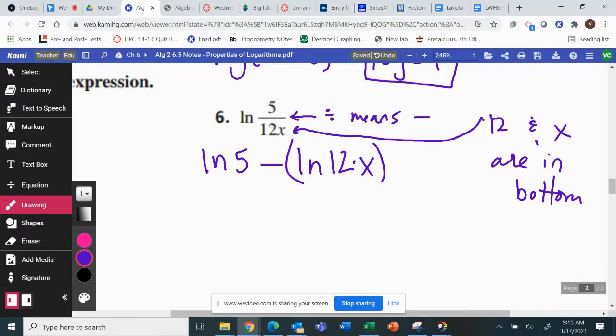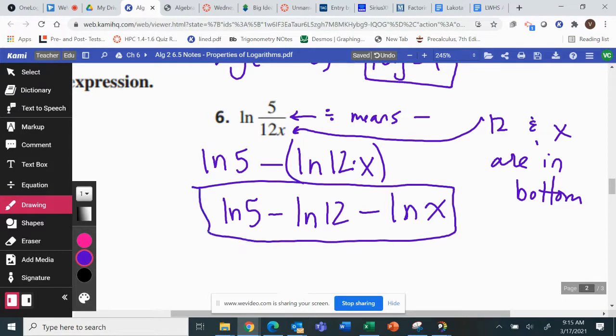So both 12 and x have to have minus. So ln 5 minus ln 12 minus ln x. If you had that plus sign, I understand why you did it, because you're looking at only this term. But we also have to think that in front there's a subtraction sign that applies to everything here. So both of them are subtraction. If you look at the beginning and you say, if it's on top, it's positive. If it's on the bottom, it's negative.